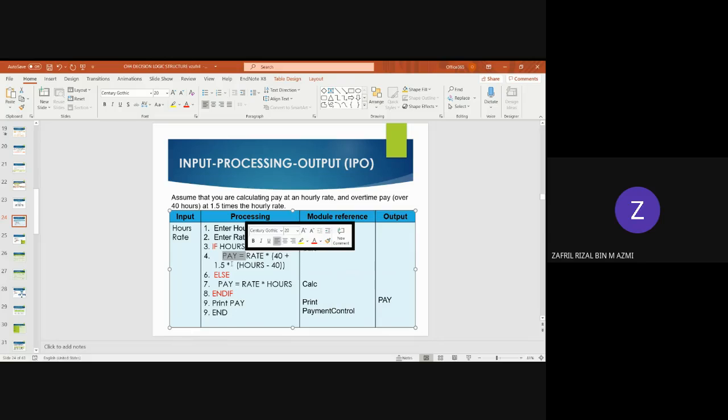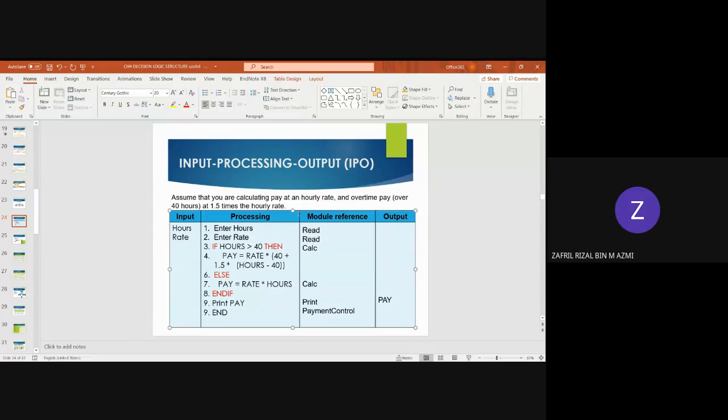but since there are two different equations using the same variable name pay, to differentiate, you need to put the whole equation. Otherwise, you can just put calculate pay. So last time we used calculate pay, something like that. Since there are two methods of calculating pay based on the decision, you need to put the whole equation over here.